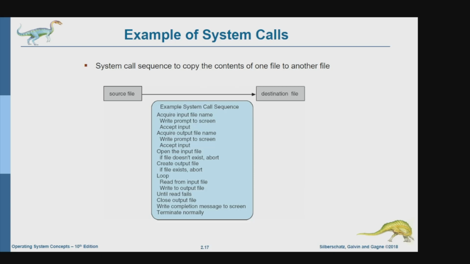This means there is a sequence that we need to follow one by one. There are steps that we need to follow one by one in order to copy the content from one file to another file. So this is the example of system call sequence.